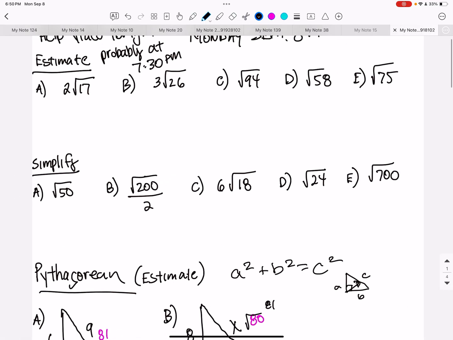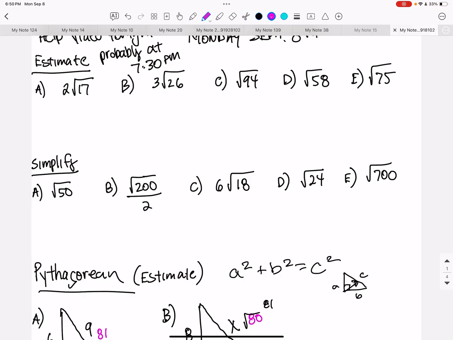This one, simplify. Let's see. The biggest pink number I can turn this into, square root of 25 times 2. So this is 5 root 2. All right, this is the square root of 100 times 2 divided by 2. So that's 10 times the square root of 2 divided by 2. 10 divided by 2 is 5. So this is 5 root 2.